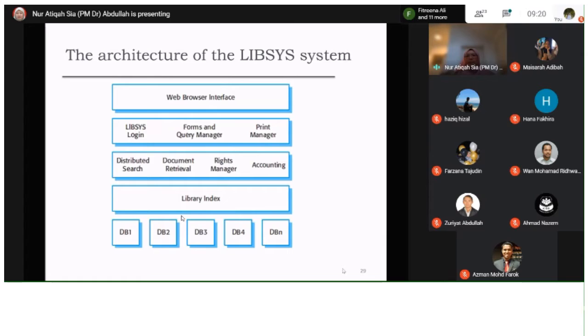Kat sini adalah banyaklah database yang ada. Contoh kat sini database yang ada untuk IEEE. IEEE punya repository dia lain. Scopus repository dia lain. Contoh Web of Science repository dia lain. ACM repository dia lain dan sebagainya. So we have so many databases and so on.